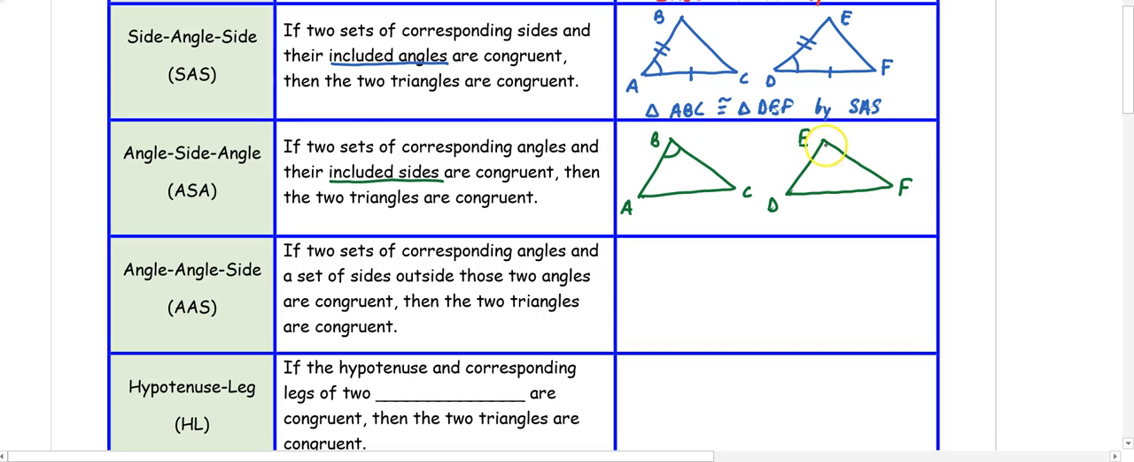So B and E are congruent, C and F are congruent, and I need the included side. So the included side is the side that's touching both angles, BC and EF. So then we could say that triangle ABC is congruent to triangle DEF by angle, side, angle.